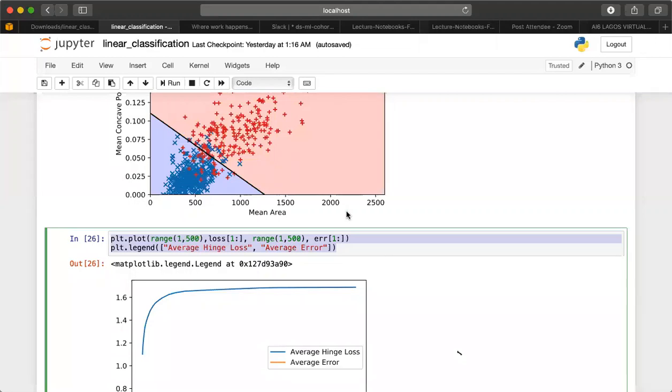Then let me ask you a question if you don't have a question. So what do you understand about hinge loss, for example? Anyone?